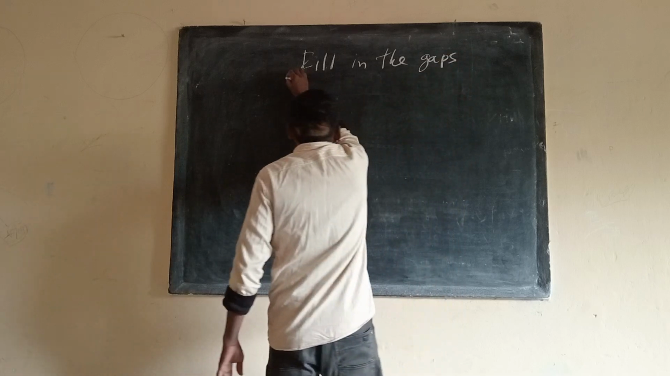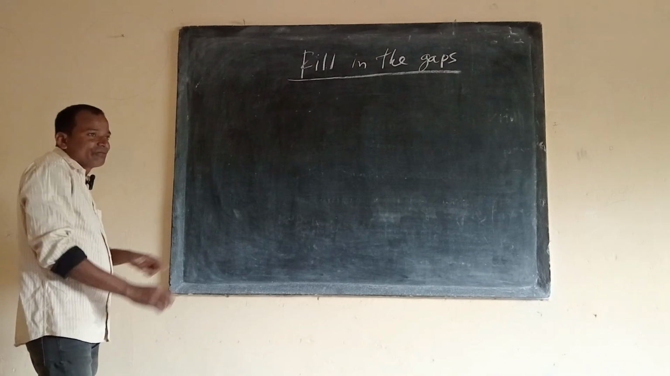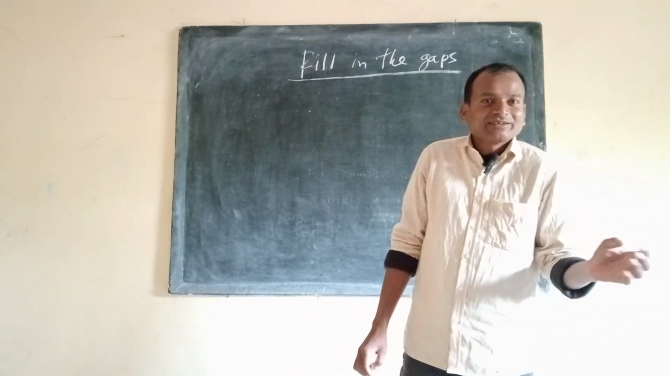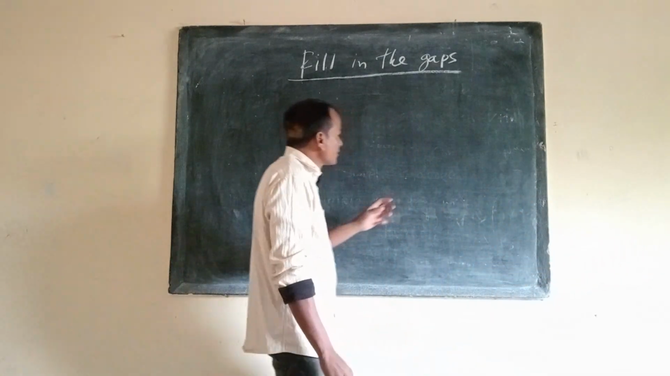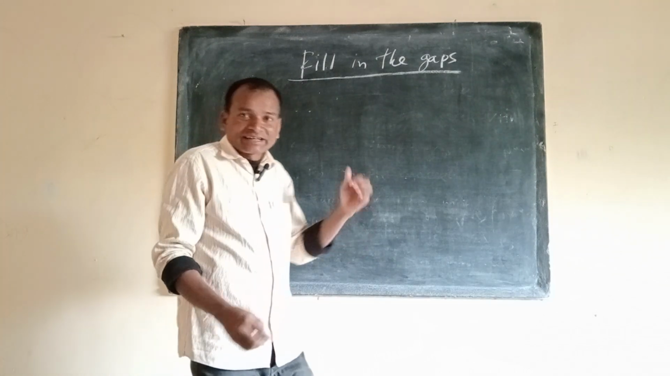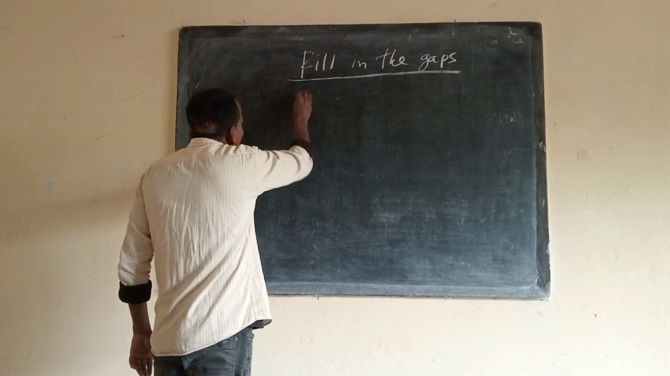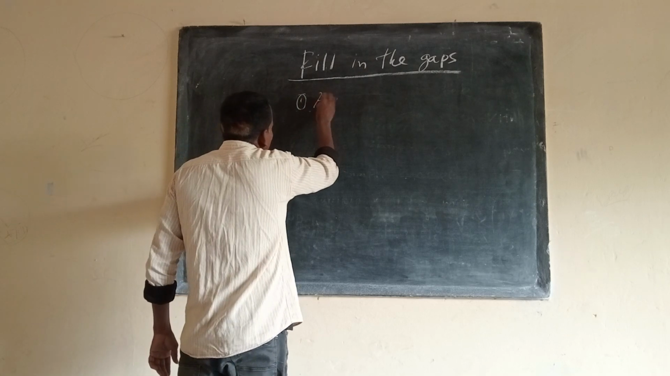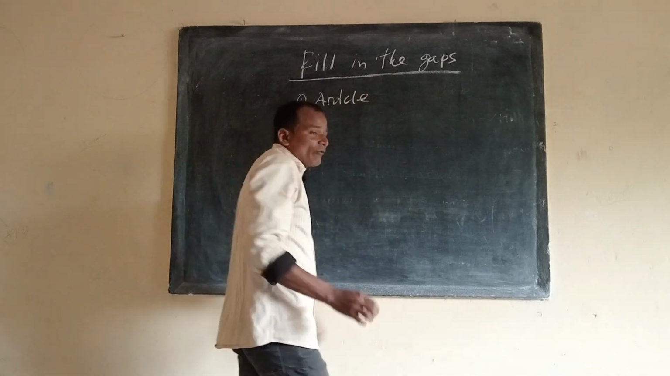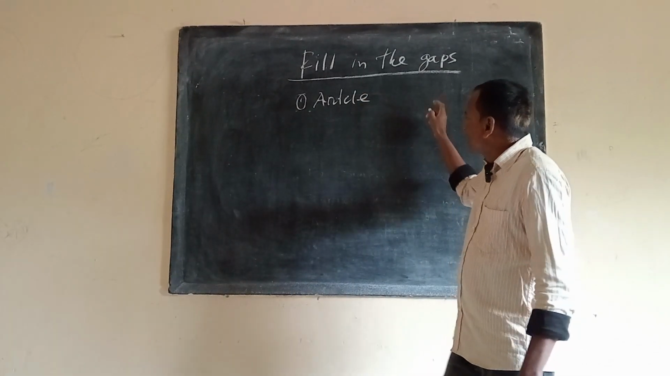There are different kinds of gaps in the sentence. In order to fill the gaps, what are the things we need to know from our studies? In order to fill the gaps, there will be a gap. But what should we learn to fill that gap? So, in order to fill the gap, we need to learn article first. First, we need to learn article. This is the important part of filling the gap. We need to learn article.